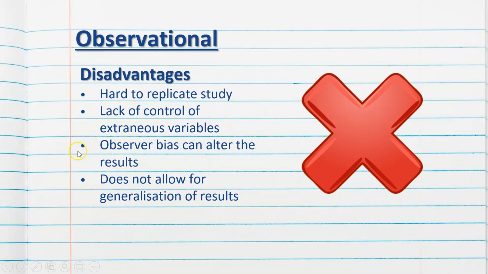Now, observer bias can also alter the results. If participants know that they're being watched or they're being observed, they may, through no fault of their own, alter their behaviour or change their behaviour because of that knowledge. And then we're not getting accurate results anyway. So observer bias can be an issue. And like I said before, it does not allow for generalisation of the results. We can't make correlations with this design because we've got no control to do so. So we can only make, at best, associations, and that's a problem.